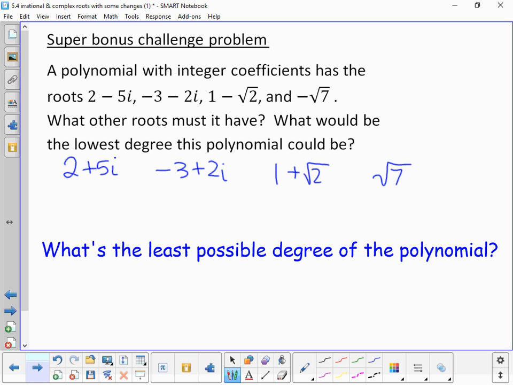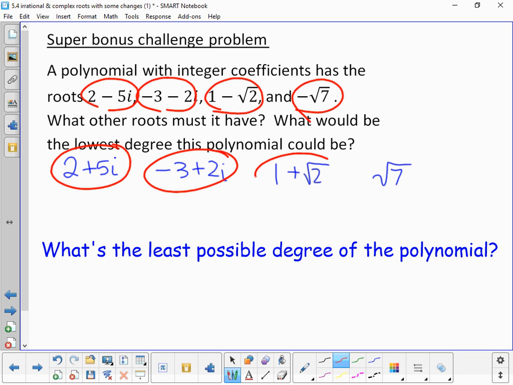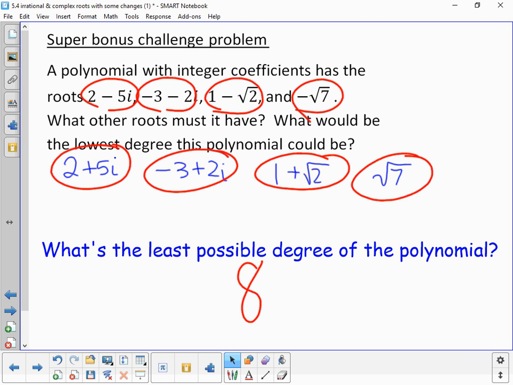And the final question, what is the least possible degree of the polynomial? Well, this thing would have to be at least, let's see, 1, 2, 3, 4, 5, 6, 7, 8. I know 8 roots, so it has to be at least degree 8.